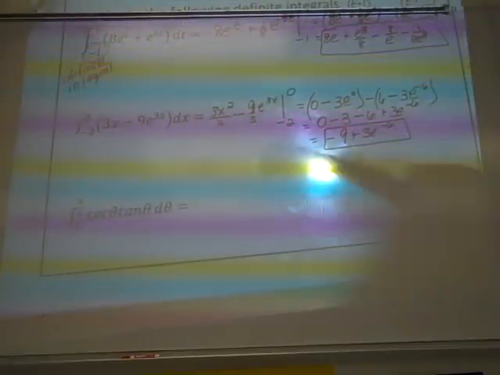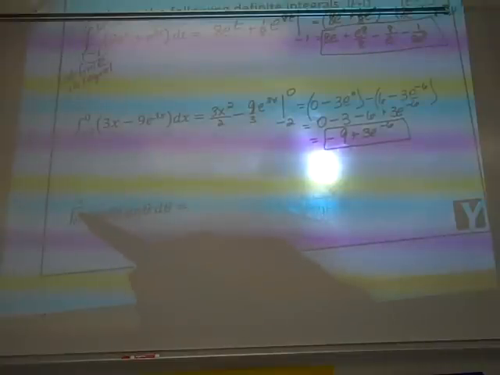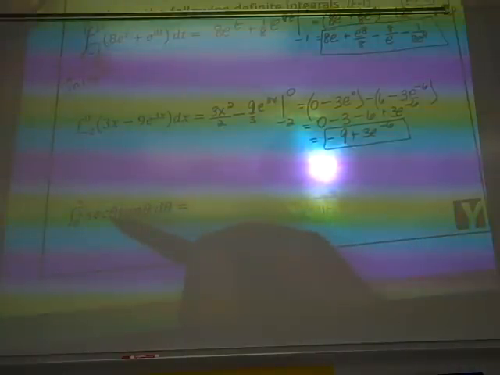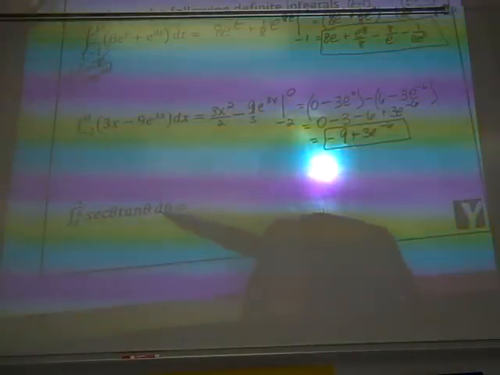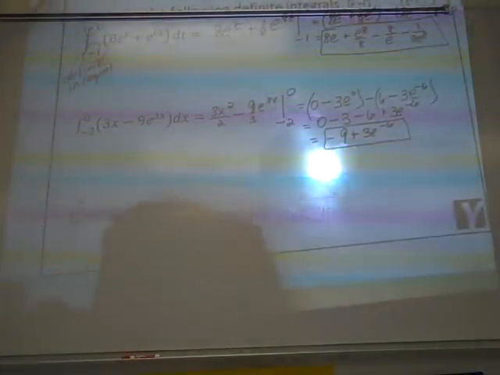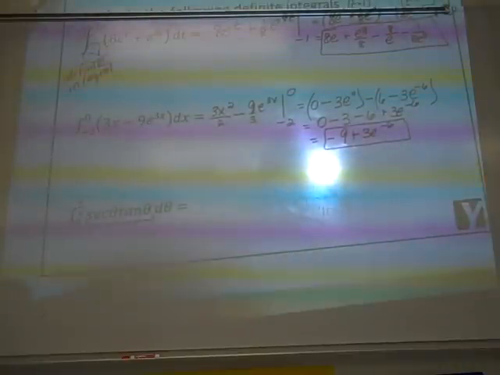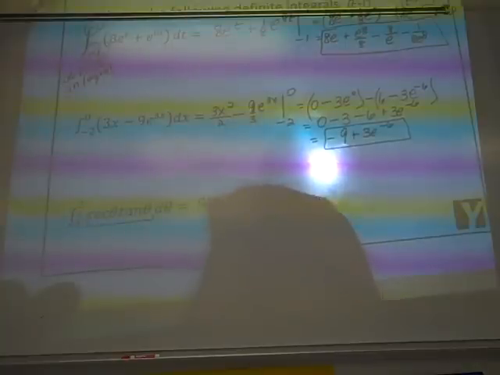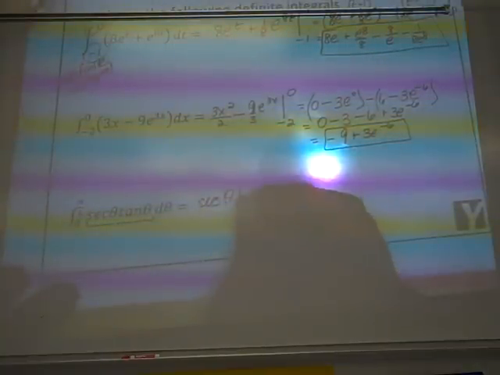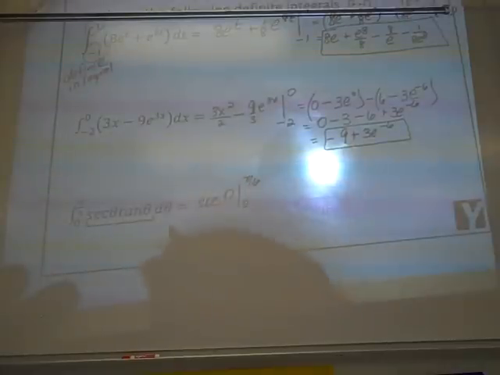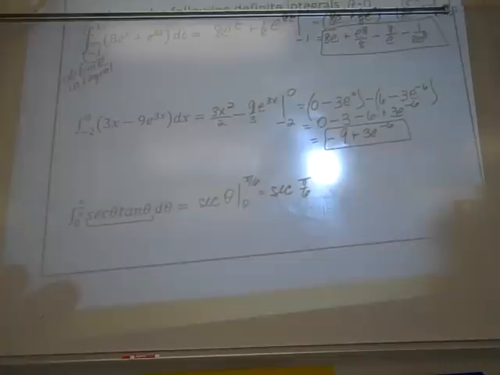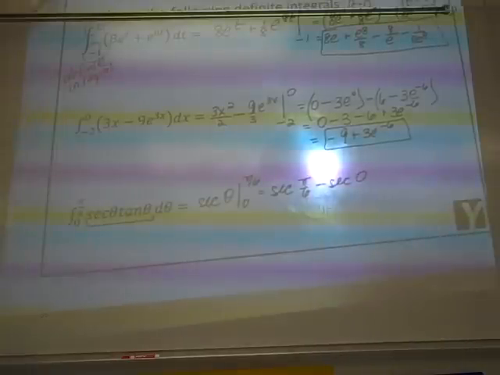If we go to this last one, I want to find the definite integral from 0 to pi over 6 of secant theta, tangent theta, d theta. So, if you just know it, what has secant theta, tangent theta as its derivative? That's right. That's going to be secant theta. You now evaluate between 0 and pi over 6. In order to do that, we're going to plug in the pi over 6 first. So secant pi over 6 minus secant of 0.